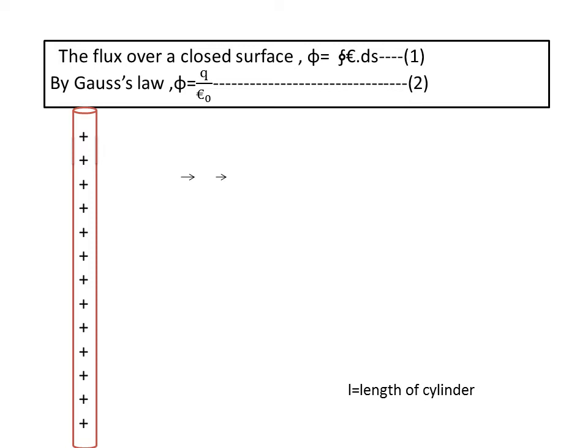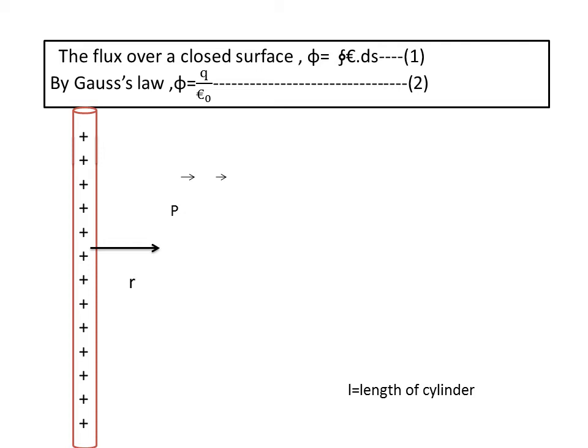Let lambda be the charge density, that is charge per unit length of the conductor. We have to find electric field at a point P at a distance r from the conductor. For this we have to draw a Gaussian surface around the conductor.